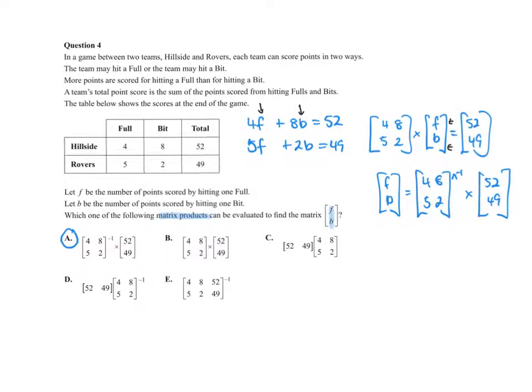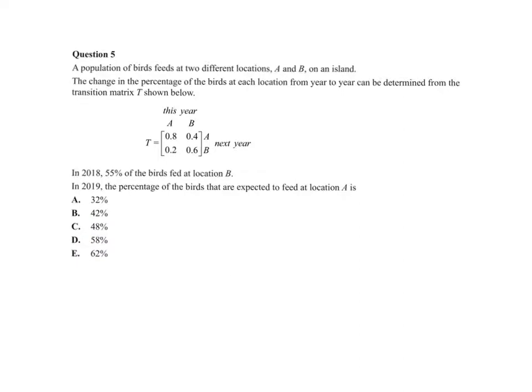So we don't even have to type in the inverse because they've left it to the power of -1. So there's my answer. All right, a population of birds feeds on two different locations, A and B, on the island. The change in the percentage of birds at each location from year to year can be determined by the transition matrix. Okay, in 2018, 55% of birds were fed at location B.